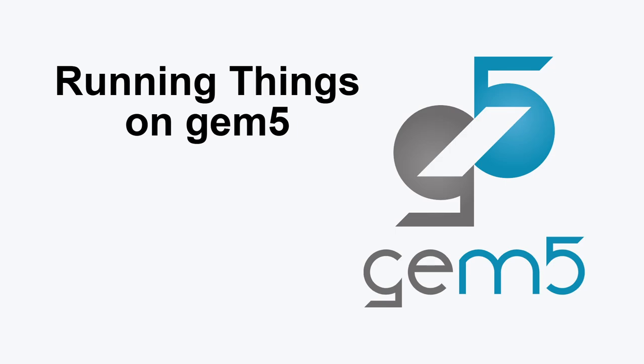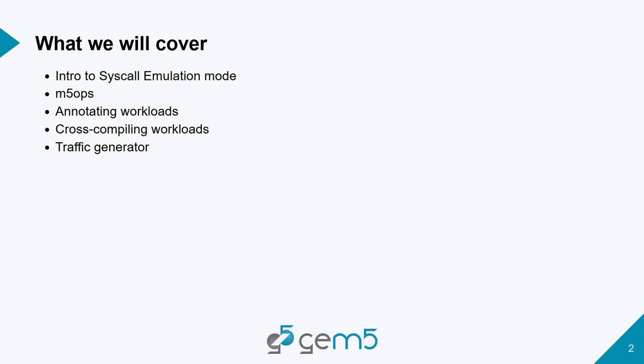Running things in gem5, we are going to cover what is syscall emulation mode, and then we will cover what is M5 ops in gem5, and then we will use the M5 op to annotate workload and run them with the syscall emulation mode. And then we will also showcase how to do cross-compiling for the workload and run different ISA than the host on the SE mode simulation.